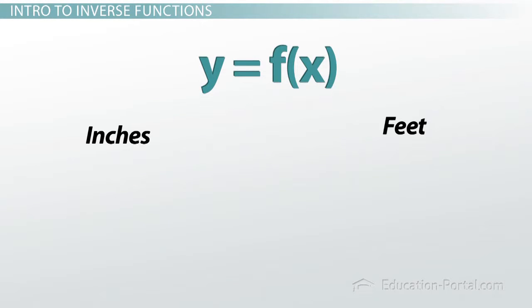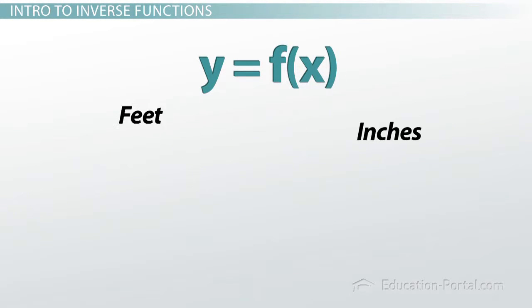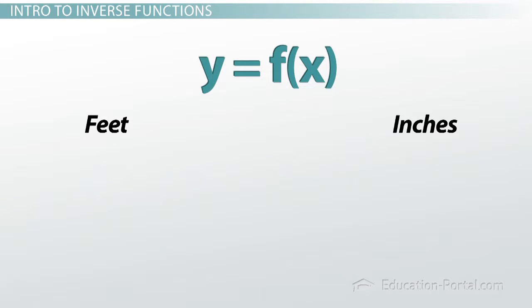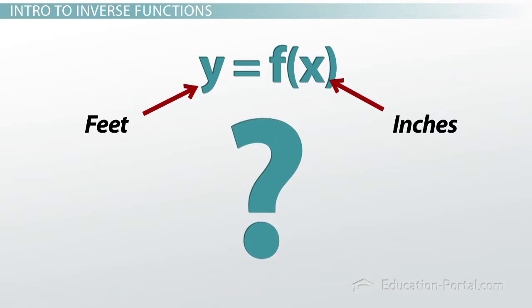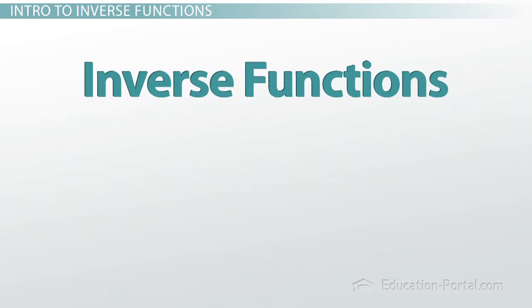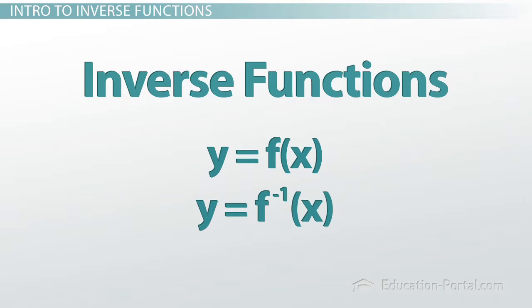But what if I told you I wanted a function that does the exact opposite? I wanted to take the number of inches in some distance and return the number of feet in that distance. Could you tell me what this function is? Well, inverse functions are exactly that. If we have a function like y equals f of x, then the inverse function, which we would write as y equals f to the minus 1 of x, does the exact opposite of the function.